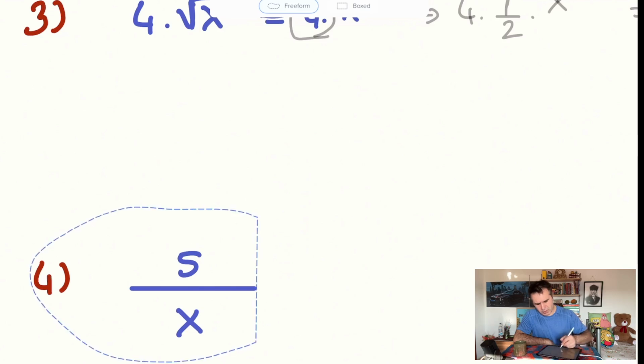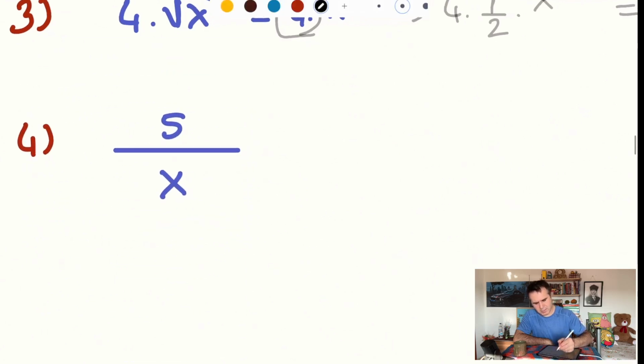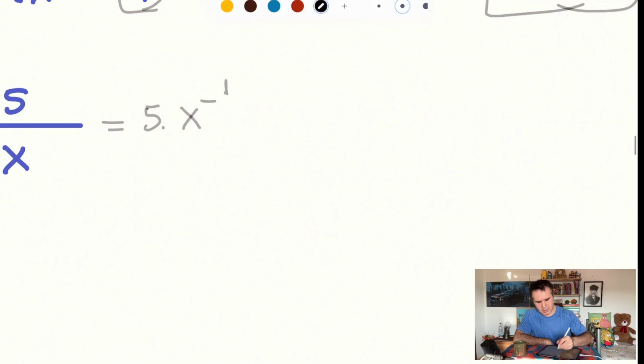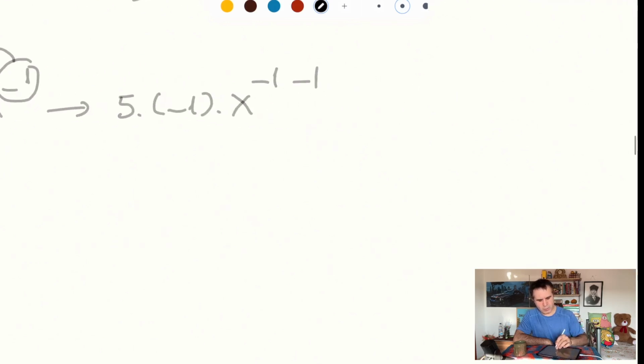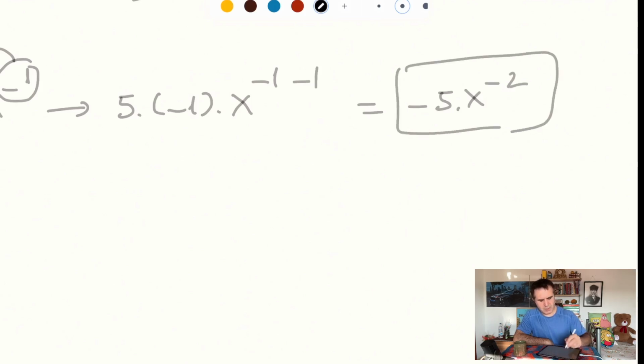And for this function, 5 times 1 over x, we first rewrite it as a power function again. 5 times x to the power of minus 1, and then take the derivative. 5 stays here, and we will take the exponent here as multiplication, 5 times minus 1, then subtract 1 from the exponent. Then this will be equal to minus 5 times x to the power of minus 2. And the answer is this.